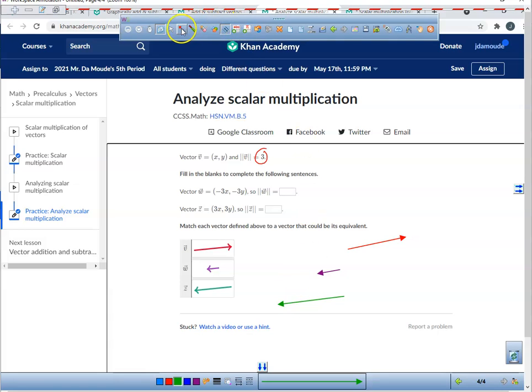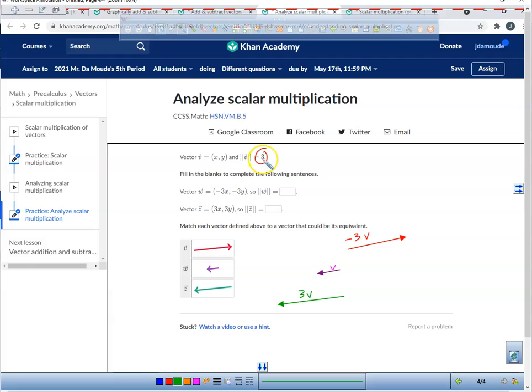Okay? So here's what I'm saying. If the original vector is right here, I'm going to call that vector v. All right? Then what is that vector? That's going to be -3 times v. And what's this vector? +3 times v.